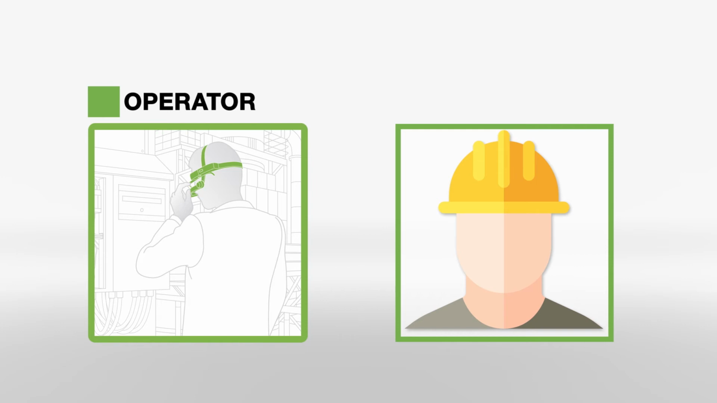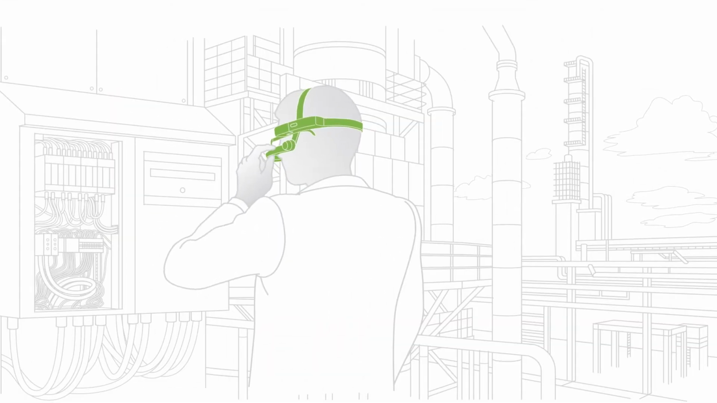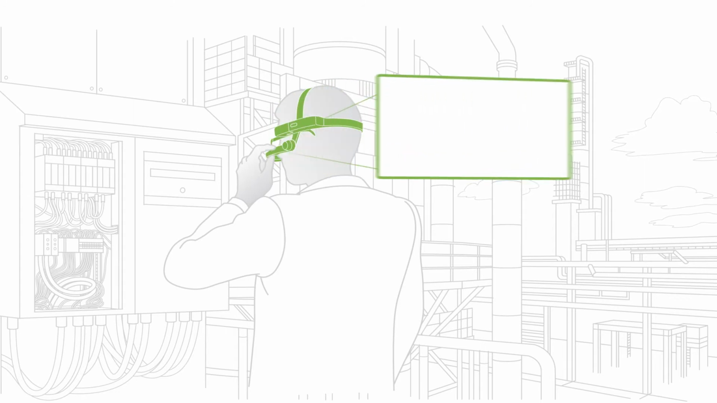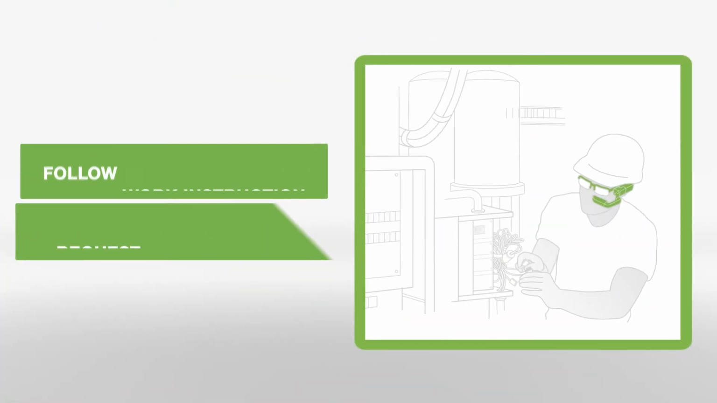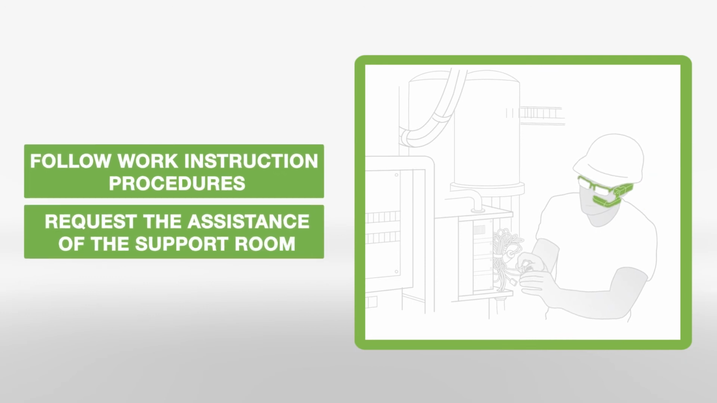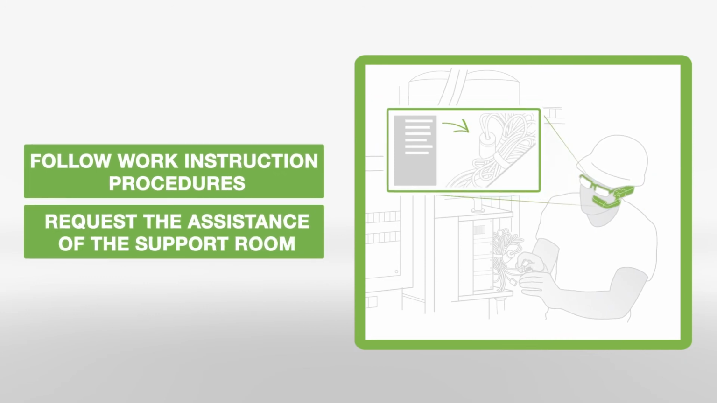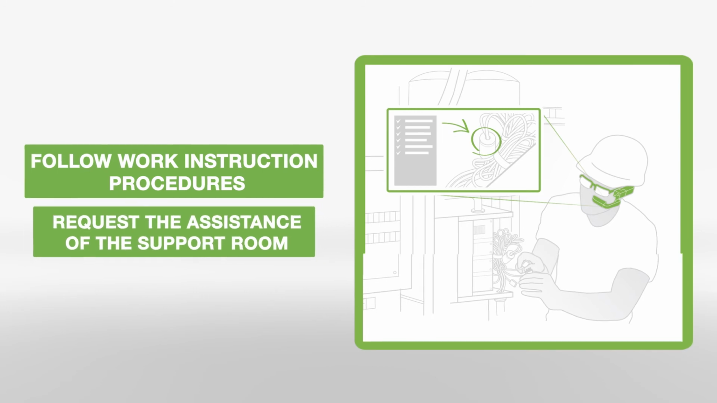The operator is the person operating on the field, such as a plant maintenance technician or engineer, or an insurance adjuster. Operators use the web platform to check their tasks, or to access it through a smartphone or smart glasses to effectively perform an activity, such as following work instruction procedures or requesting the assistance of the support room.